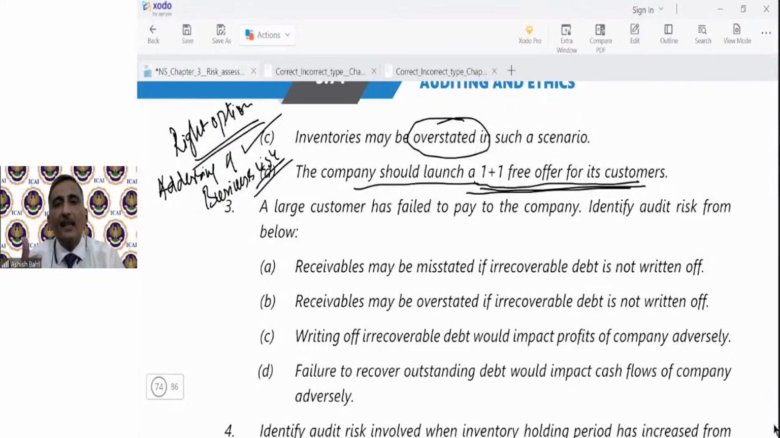So audit risk is the chance that the auditor may give an inappropriate opinion. It is the possibility that the auditor gives an inappropriate opinion. So what would happen, students? Say 5 crore rupees, the company has made great effort, but it is not able to recover from the debtor. So what is its impact on debtors?